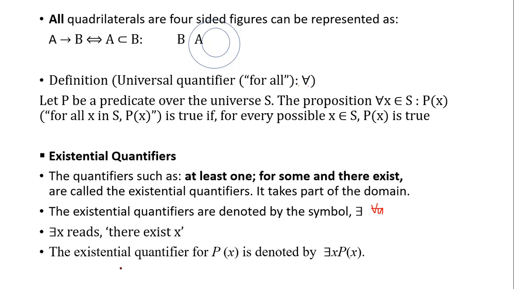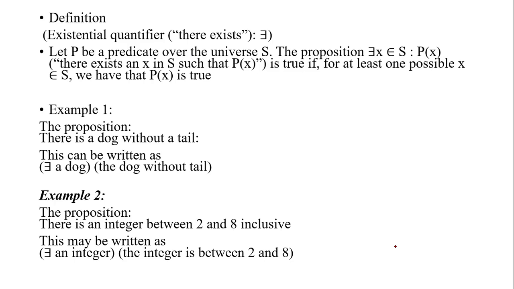So the existential quantifier for P of X is denoted by ∃ x in S, P of x. Now, the definition: you have an existential quantifier. Let P be a predicate over the universe S. The proposition ∃ x belonging to S, P of x.